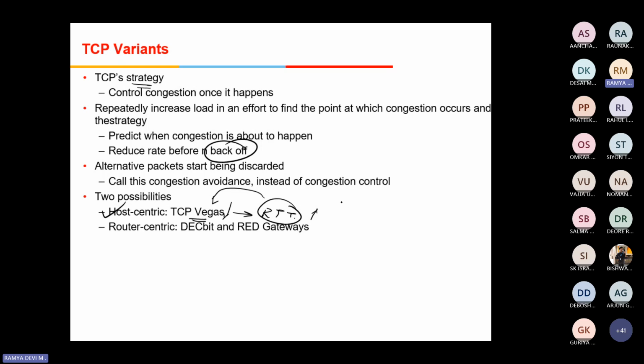So the buffer size is running out. Meanwhile, it will be reducing the sending rate. This way, the congestion avoidance is happening in TCP Vegas. The next one is with the help of router-centric mechanisms.